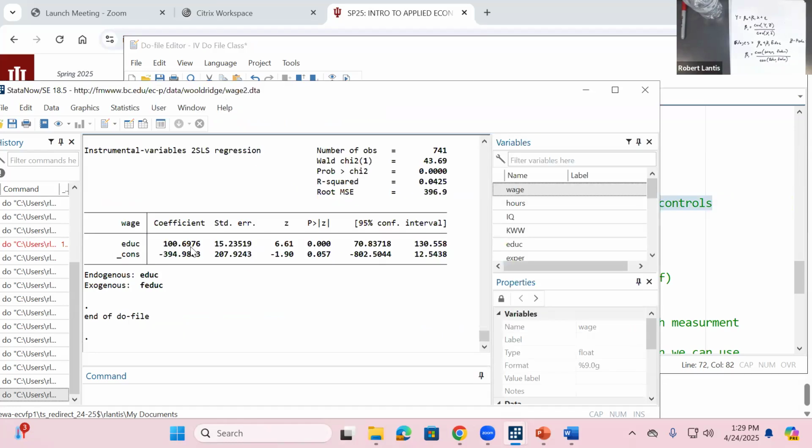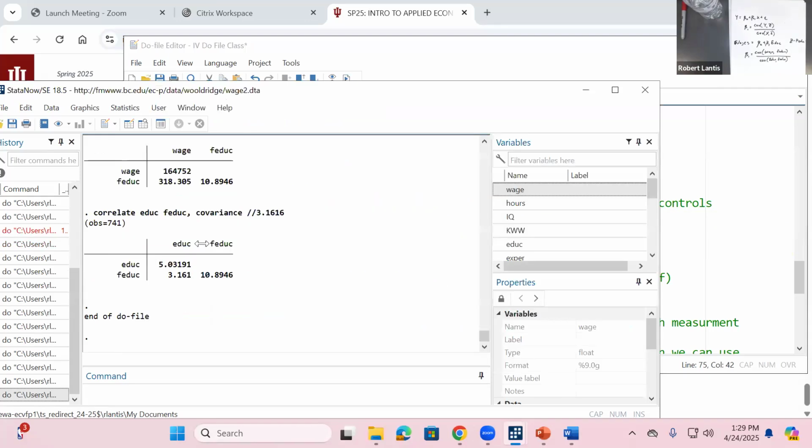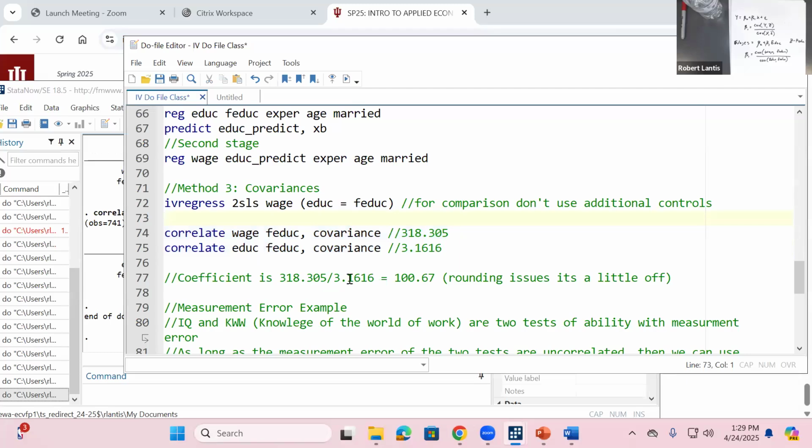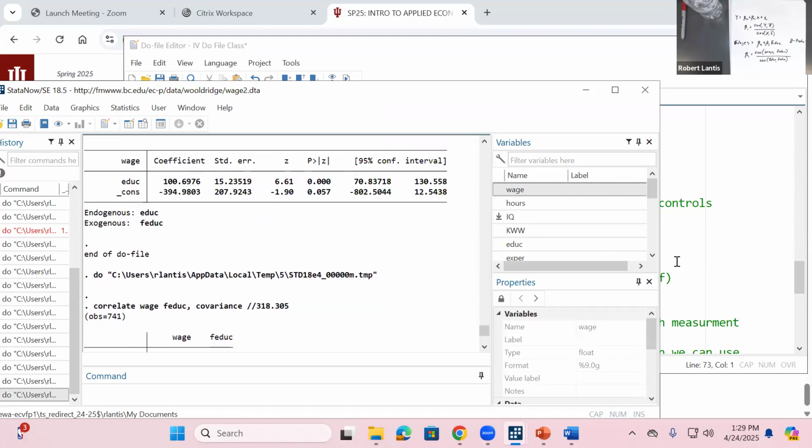and I get what? 100.7. If I then look at my covariance between wage and father's education, and education and father's education, so this was my Y and X variable, I get 318, 3.16. If I take the ratio of those, I end up getting exactly 100.7. It's approximate, right? I'm a little bit off, 0.67. There's some rounding errors because I was rounding things at the second or third decimal, but it's basically the same exact value, okay?